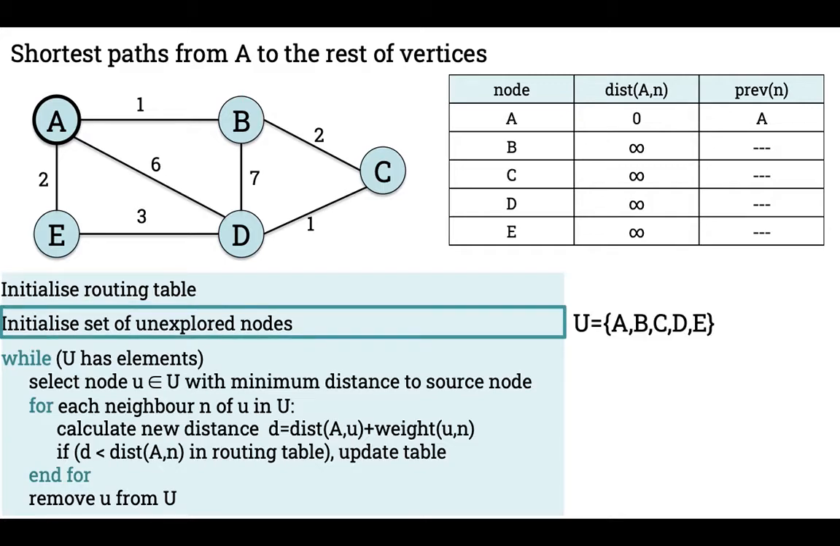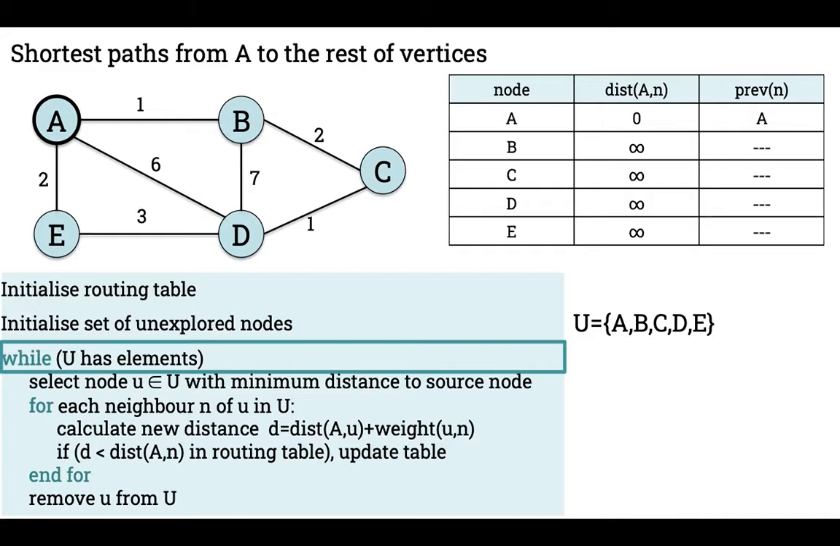Next, we initialize the set of unexplored nodes U. At this moment, none of the nodes has been explored, so the list contains all graph nodes. Now, we check the condition of the while loop.